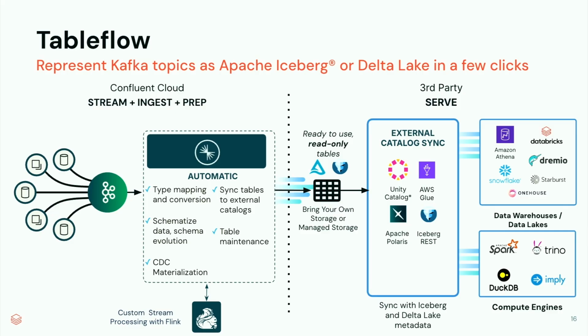Here you can see we perform automatic type mapping and conversion. Kafka records are converted into Parquet and corresponding metadata formats. We also schematize data based on the schema associated with your event or topic. We are tapping into the schema data available in the Confluent Schema Registry and using that to generate the target table schema.